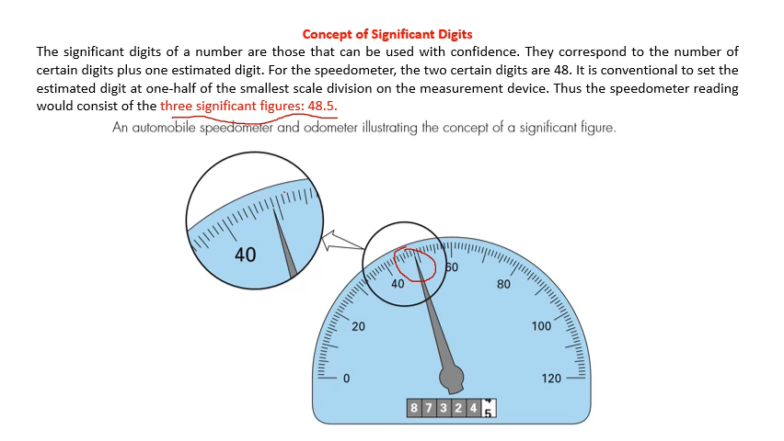It is conventional to set the estimated digit to 1/2 of the smallest scale division on the measurement device. You know this. Because of this, we can say that the speedometer reading has three significant digits, that is 48.5. So this is an example of significant digits.